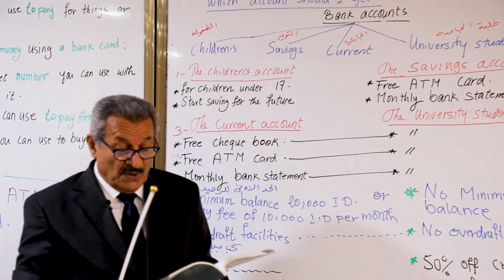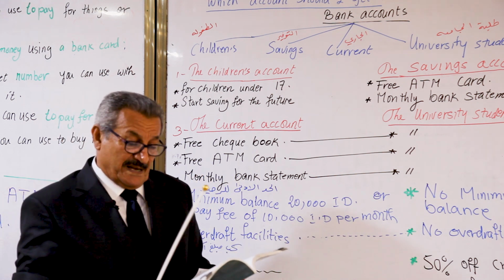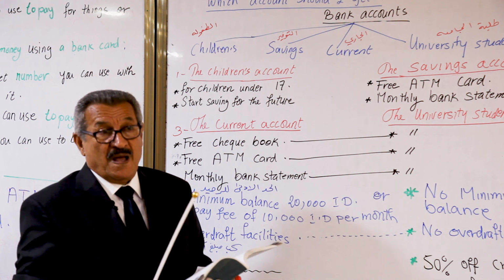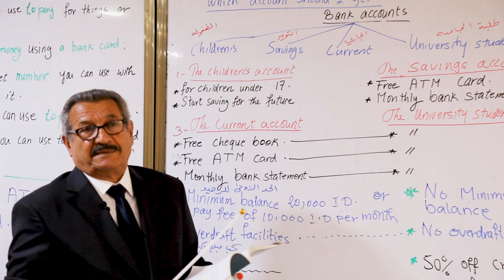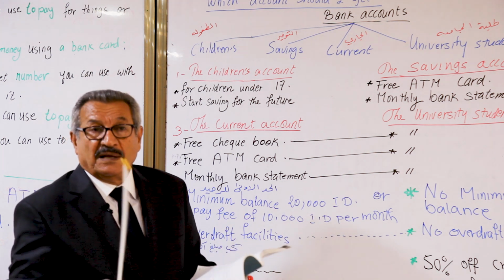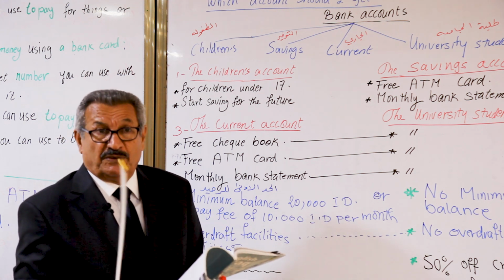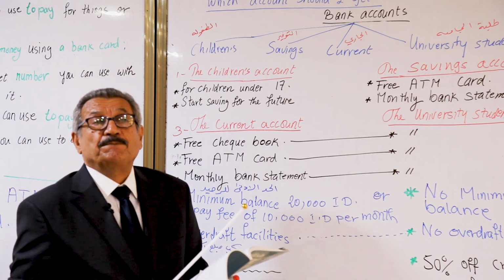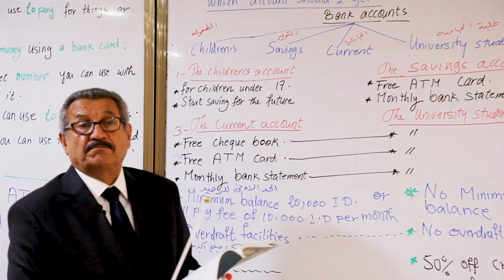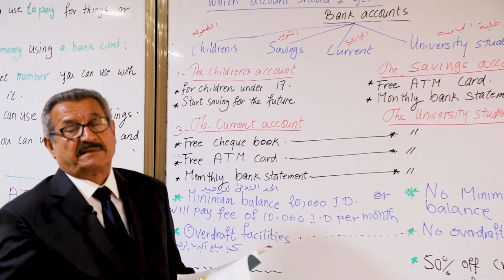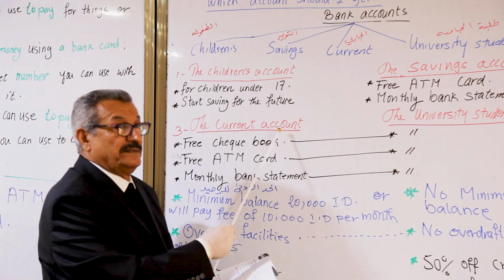Number 3. Which account requires (يتطلب), and you have taken the word acquire (يكتسب), and you have taken the word inquire (يتساءل). So you have to differentiate between require, inquire, and acquire. Require (يتطلب) a minimum balance. Mainly be minimum balance, of course, the current account.